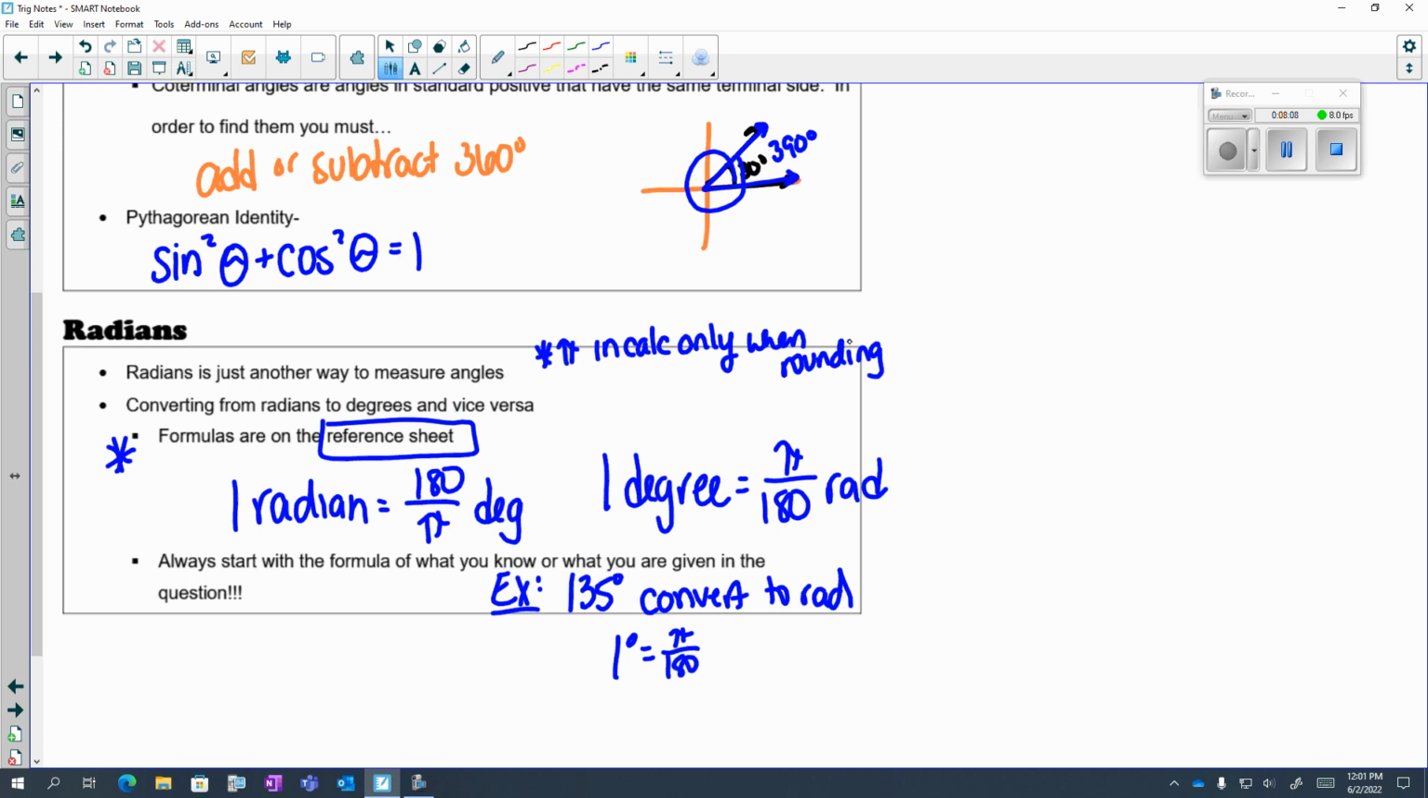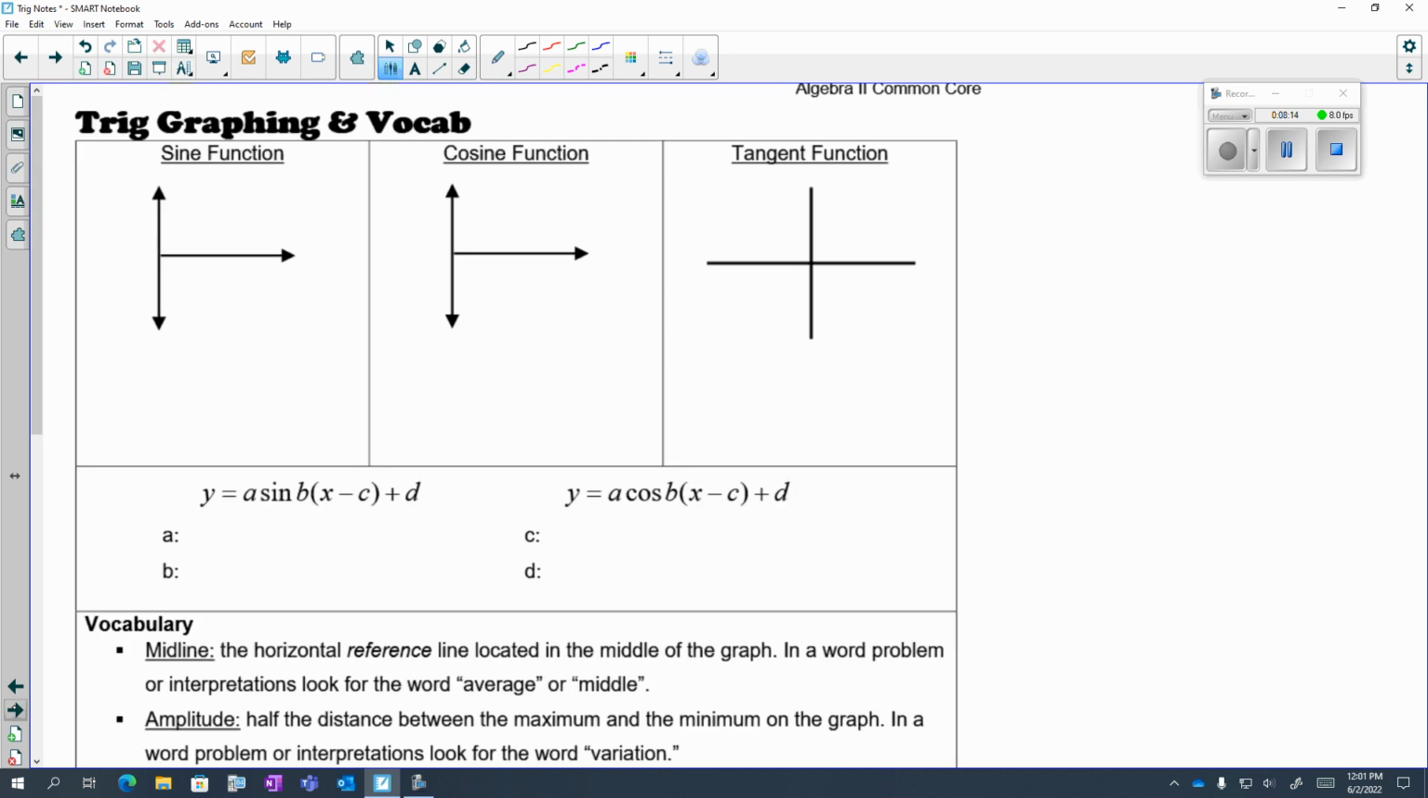So that's all of our basic information about trig. Now let's talk about some graphs. Sine and cosine are the two main functions that we have. So here is your parent function for the sine function. Remember that these do technically go on in either direction.